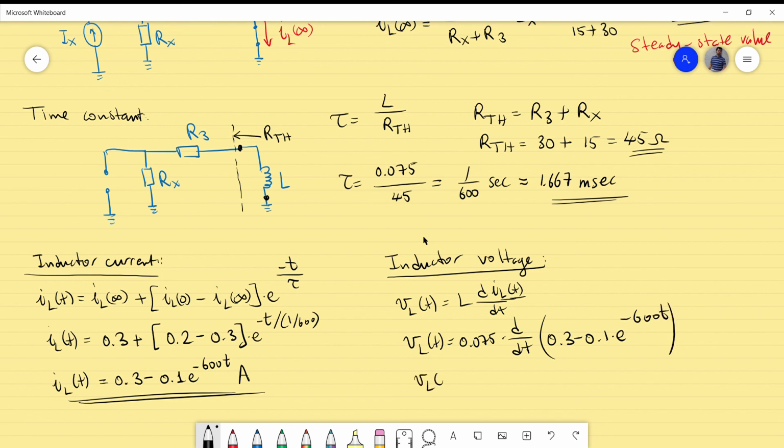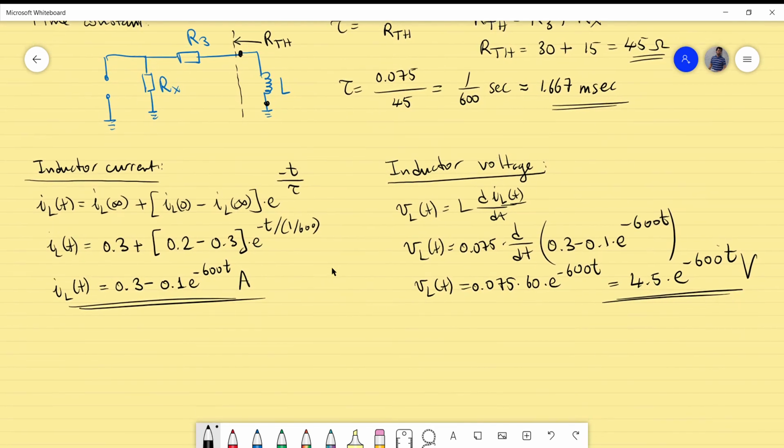So what we get is 0.075. Now differentiate what is between the parentheses: the 0.3 will be 0, of course, that will be left out, and then minus 0.1 times minus 600 will be plus 60, and then times e to the power minus 600t. That's what we get. And if you simplify this further, you get 4.5 times e to the power minus 600t, and that is in volts. And that's the expression for the inductor voltage.